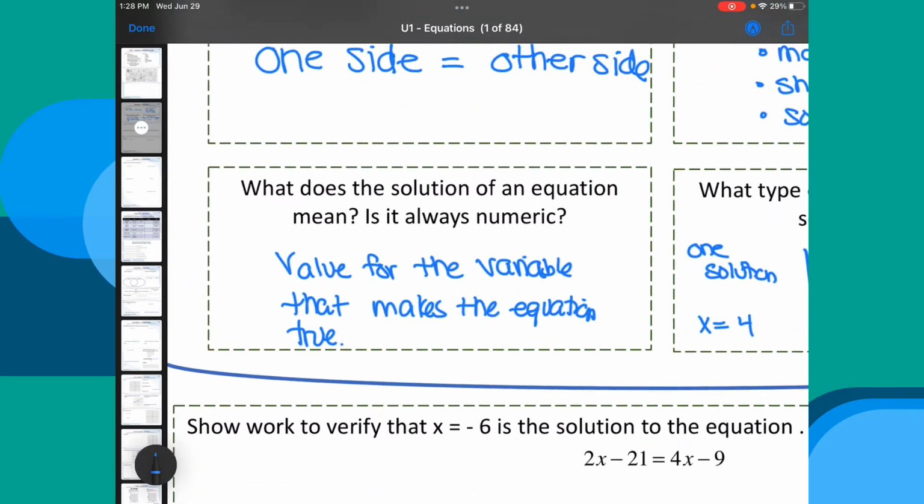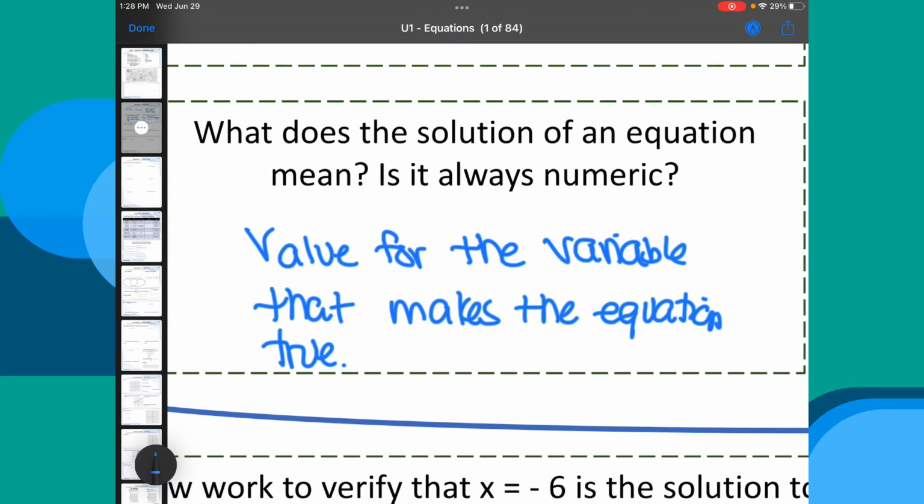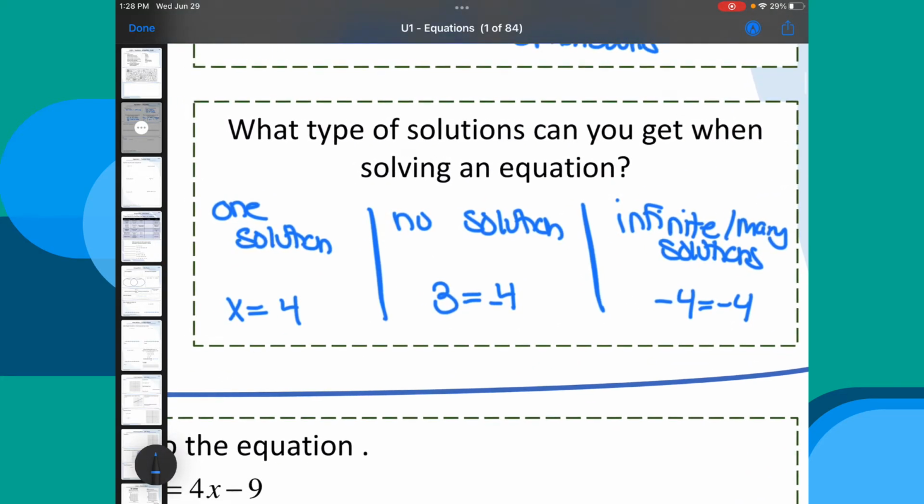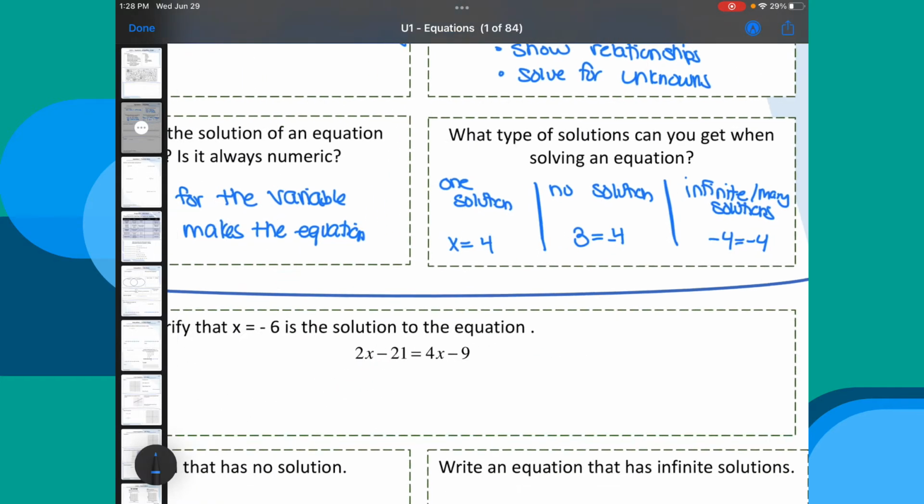A solution is a value for the variable that makes the equation true. It does not always have to be a number, but a lot of times it is. We have 3 different types of solutions when you solve an equation. You can get one solution, x is equal to 4. You can get no solution, where there's no longer a variable and the 2 values do not equal each other. Or you can get infinite or many solutions, where you again have no variable, but the 2 values are equal to each other.